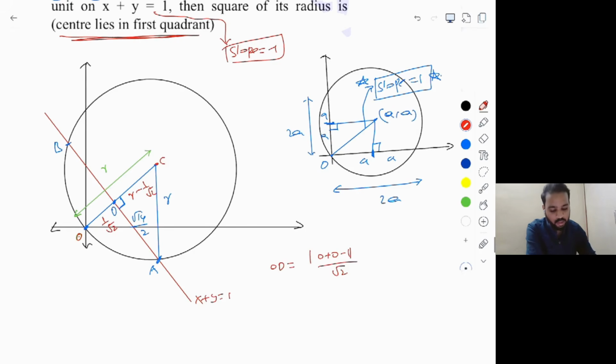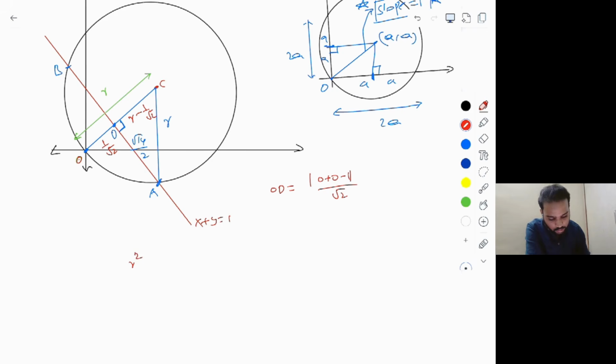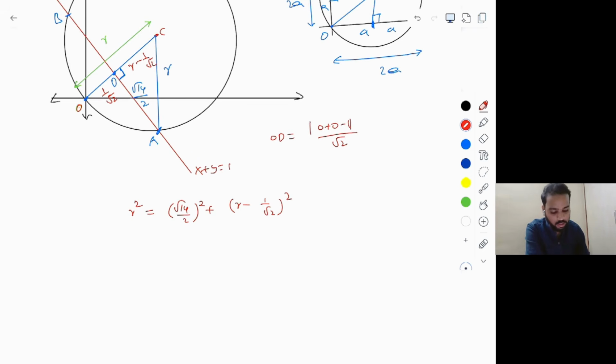Now you have all the dimensions of the right angle triangle. Let's go for Pythagoras theorem. R square is equals to root 14 by 2 whole square plus r minus 1 by root 2 whole square. And I think now you can solve the remaining question because it's a simple quadratic equation. R square is equal to 14 by 4 plus r square minus 2r divided by root 2 plus 1 by 2. R square gets cancelled here and you can make the remaining calculation. 2 2s, 2 7s. And finally, root 2 times r is equals to 4. That is r is equals to 4 divided by root 2.